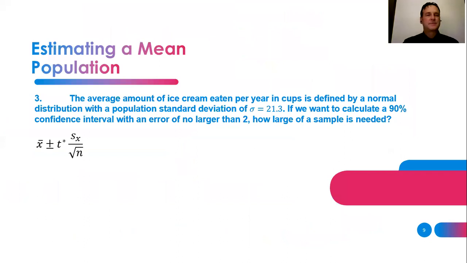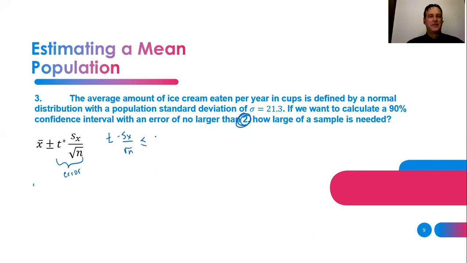All right, here's the last one. It says the average amount of ice cream eaten per year in cups is defined by the normal distribution with a population standard deviation of 21.3. If we want to calculate a 90% confidence interval with an error no larger than 2, how large of a sample is needed? Remember that error is this back piece, and we did this in 8.2. We took T times S of X all over the square root of n, and said this has to be less than or equal to what they share, 2.